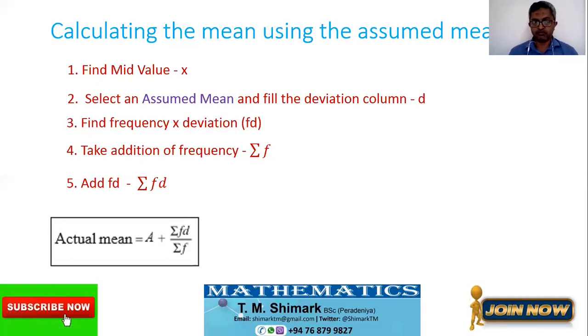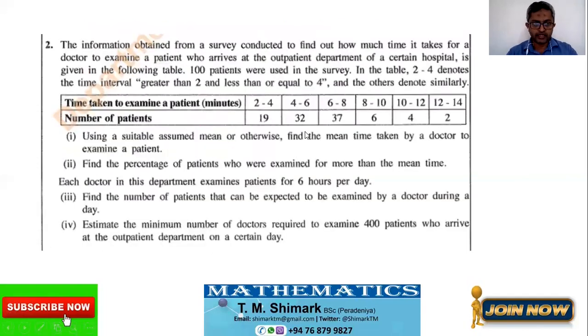Then we will be able to get the sigma FD, that means addition of FD. And finally, we will be able to calculate the actual mean. So for that, I selected a 2016 question that came in a past paper. So we shall read this question and check. A longer question, of course.